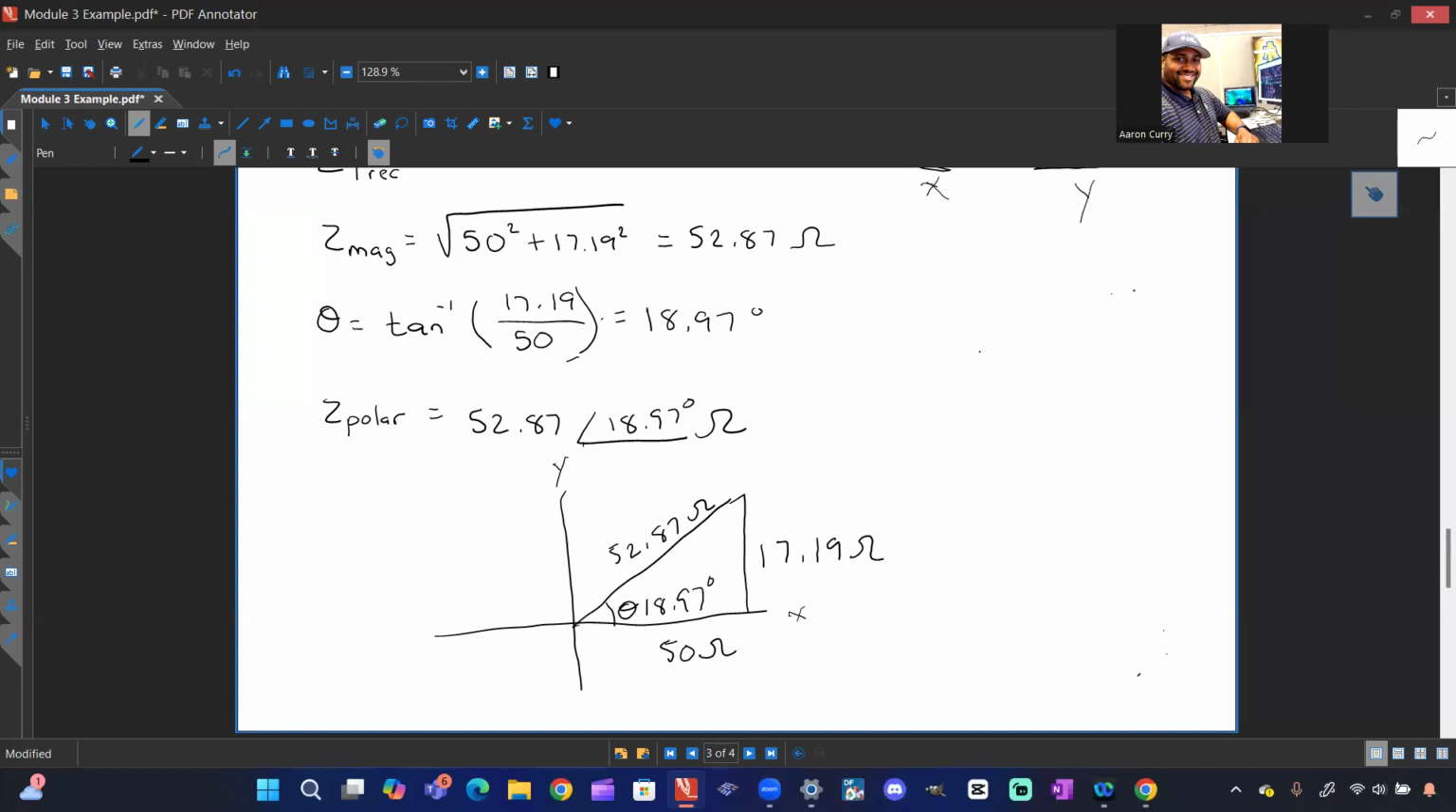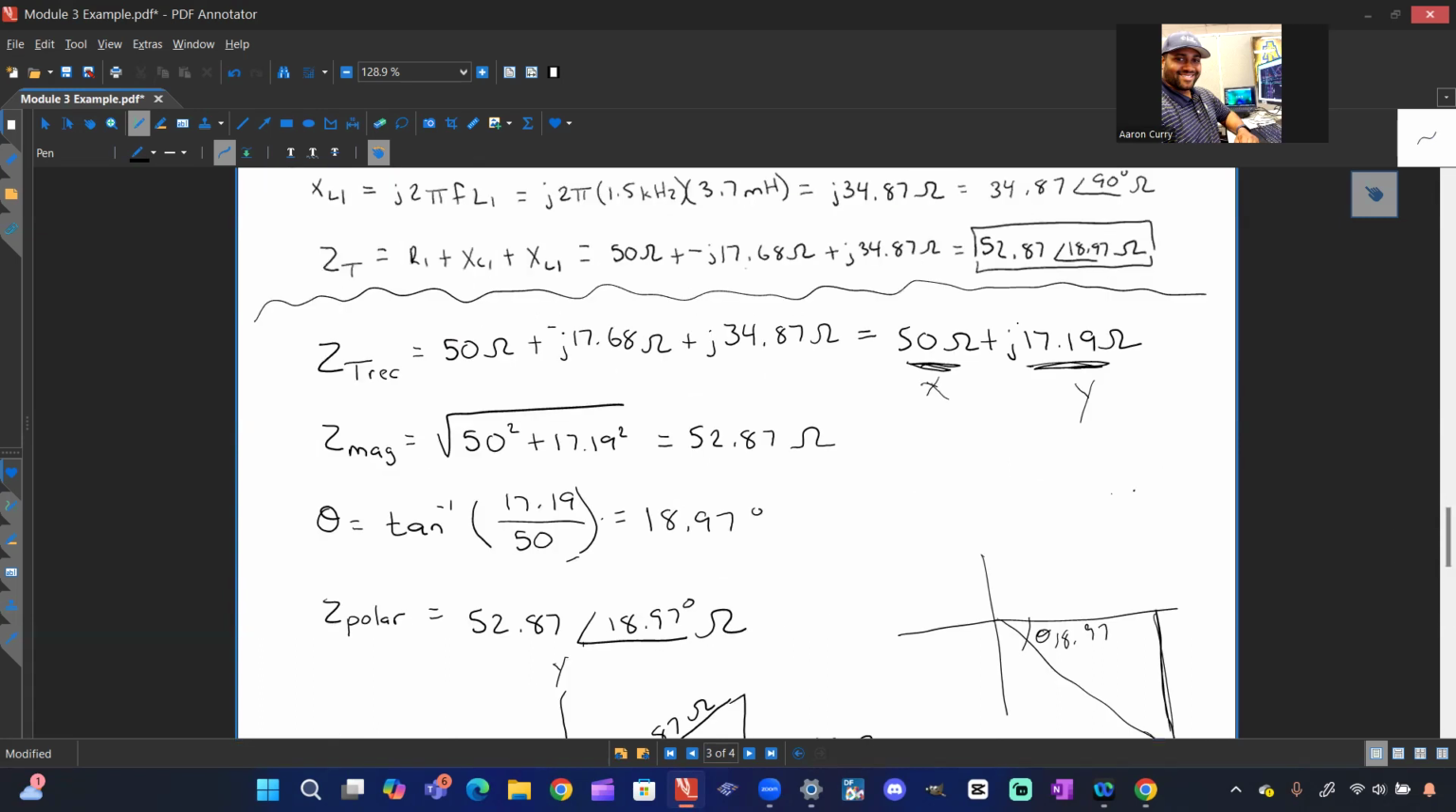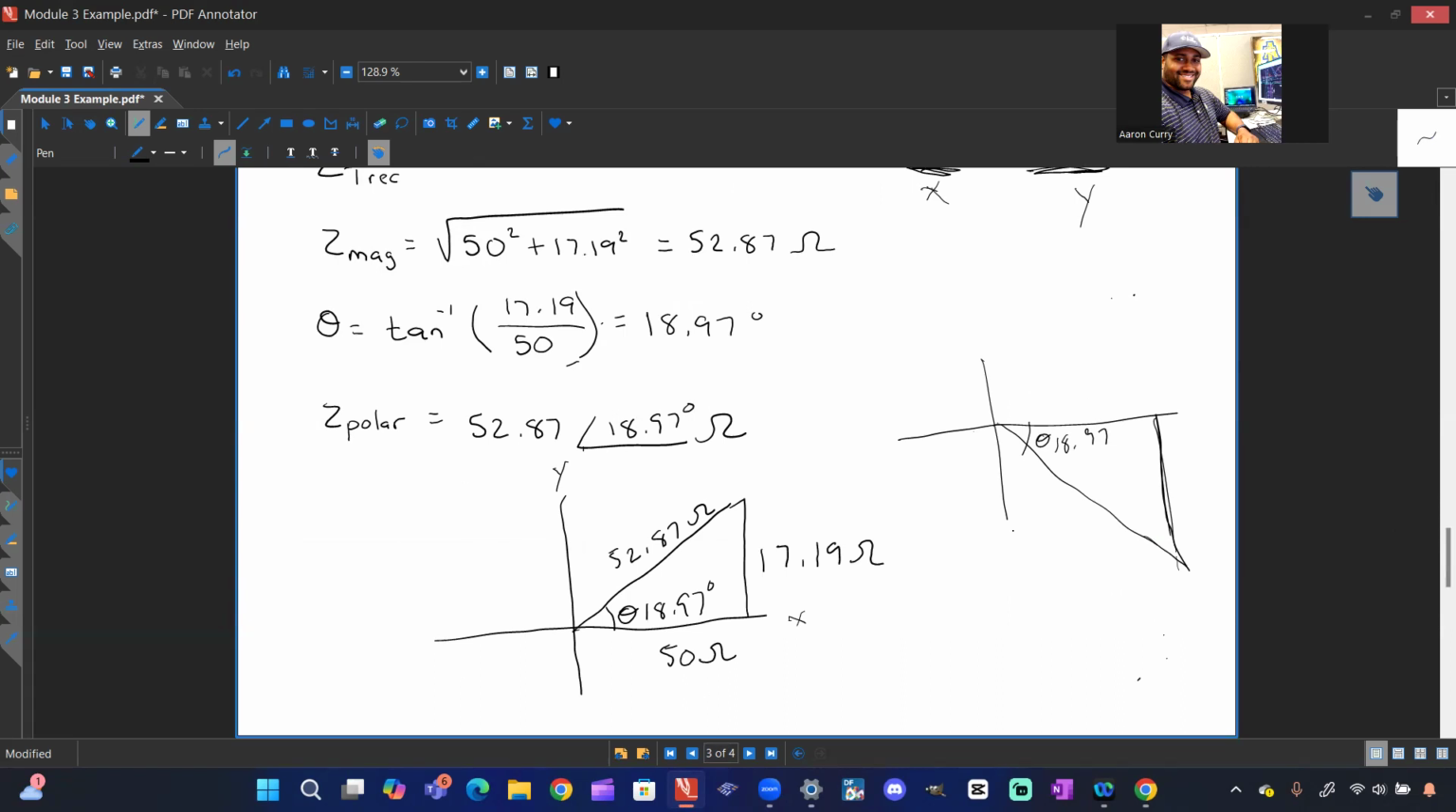In a capacitive circuit, your triangle will be going down. Let's say, for example, that this example was a mostly capacitive reactance circuit. You still have your angle right here, which is 18.97. But remember, for all capacitive reactance circuits in rectangular form, this value is negative. So instead of going up in the positive direction, you'll be going down. So this would be 17.19, then you have your 50 right here, and then your magnitude. And don't forget your units. Oh no, this is degrees.